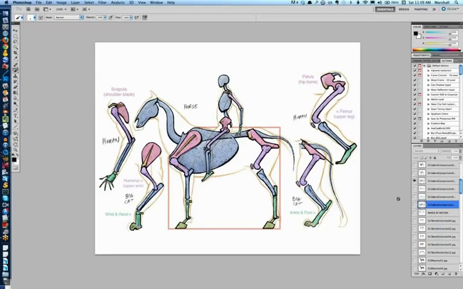Okay, any questions about this? Because I'm going to make one more point about bones, and then we're going to look at some lessons about muscles. One more point about bones that's a toughie.